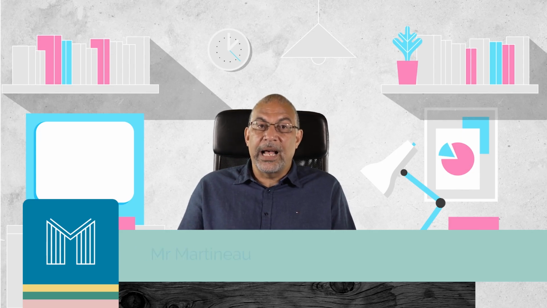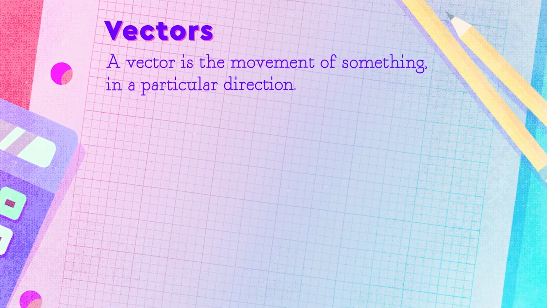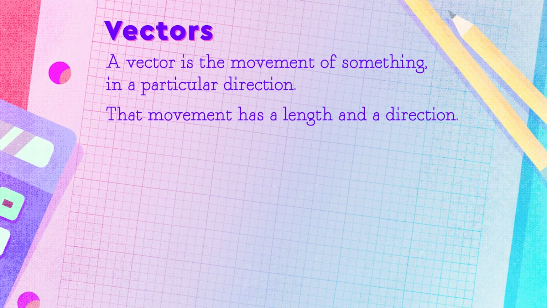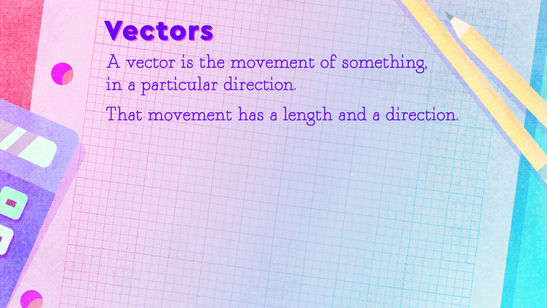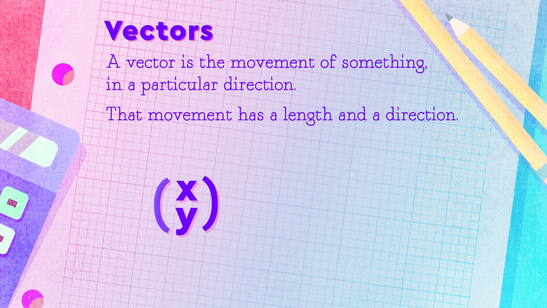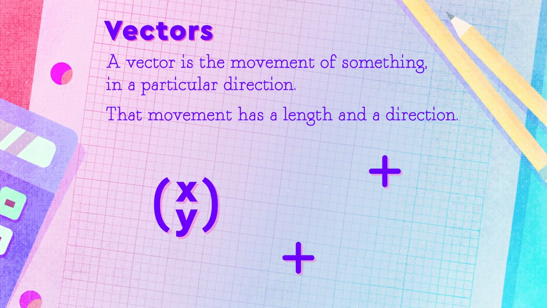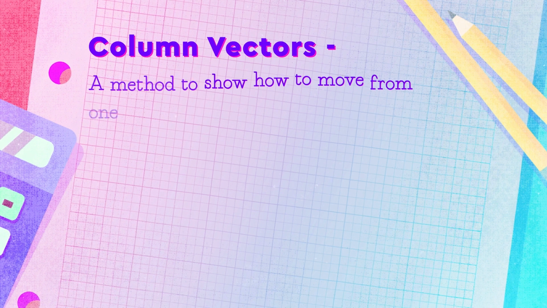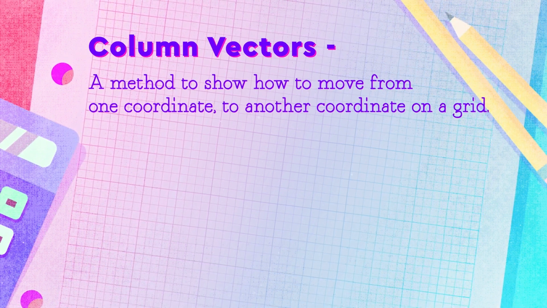In this lesson, we're going to talk about vectors, what they are, how to represent them, and how we use them in math to solve problems. A vector is a movement of something in a particular direction. That movement has a length and a direction and can be represented either as a column vector or as a line with an arrow.